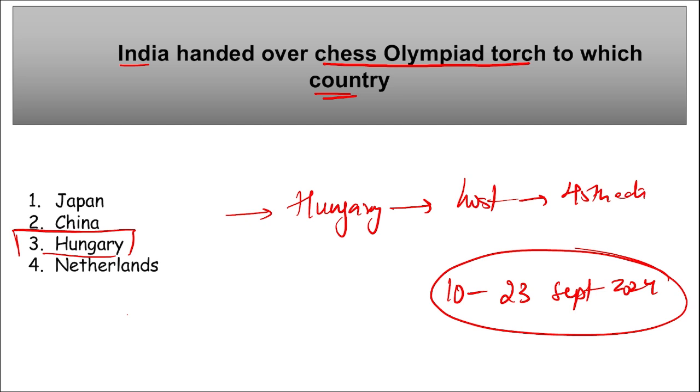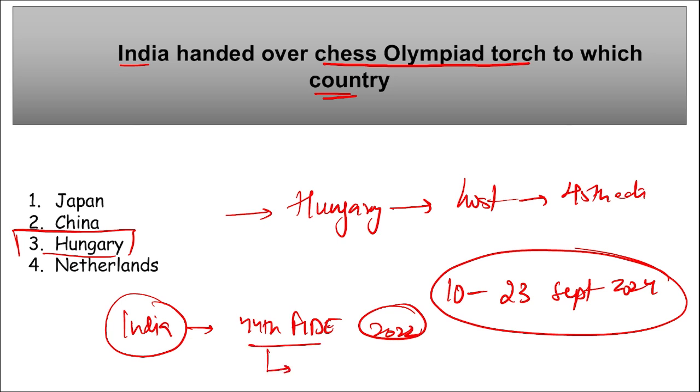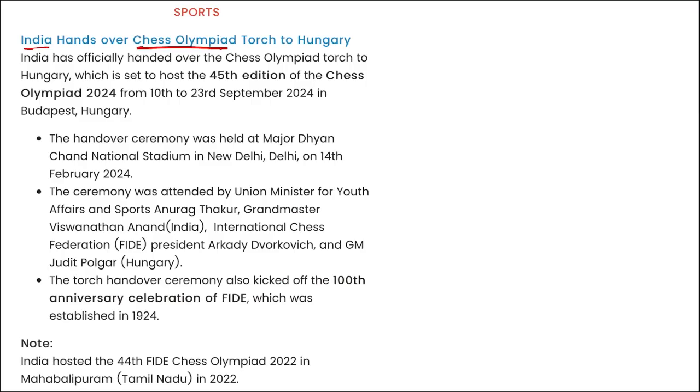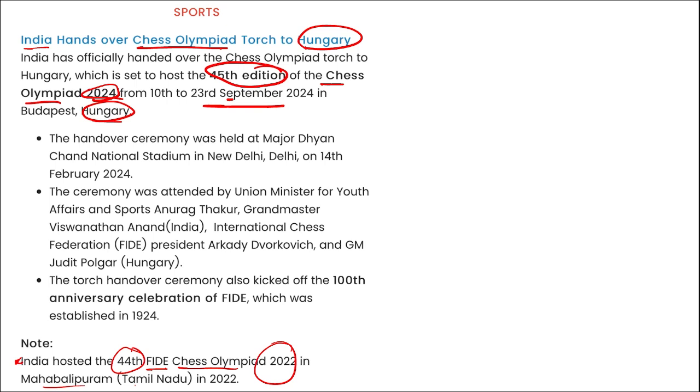Next, remember, India hosted the 44th FIDE Chess Olympiad in 2022, and where was this held? It was at Mahabalipuram and the state name is Tamil Nadu. Correct. Here you can see India hands over Chess Olympiad torch to Hungary for the 45th edition of the Chess Olympiad that will be held in Hungary in September 2024, and India hosted the 44th edition of the Chess Olympiad in 2022 at Mahabalipuram in Tamil Nadu.